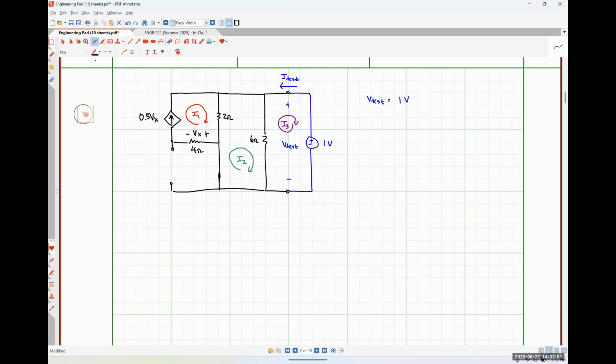Thank you for that, Joseph. Okay, so let's look at our circuit analysis here. Our controlling variable, Vx, is just going to be 4 ohms times I1. And we also know that I1 is equal to 0.5 Vx.